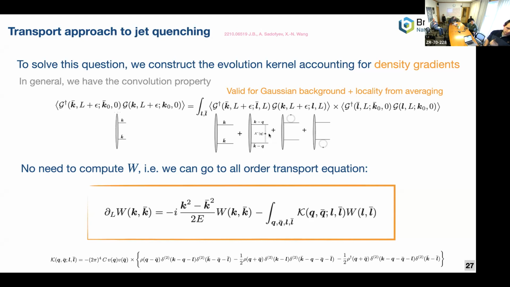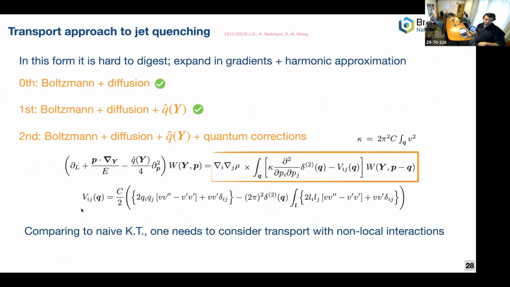Okay, sorry. So once you work it out, you can show that the full evolution equation, which sums all orders in gradients for the Wigner function, takes this form, where it is essentially determined by some particular kernel. So finally, the way to understand what happens now is to take this equation and expand it order by order in gradients to see what happens when you go beyond first order.